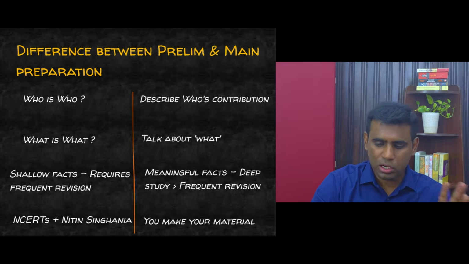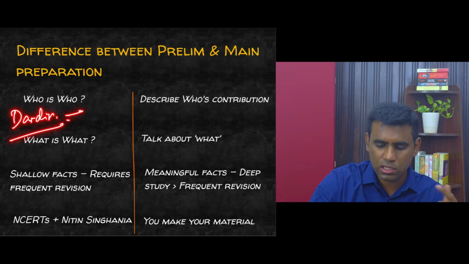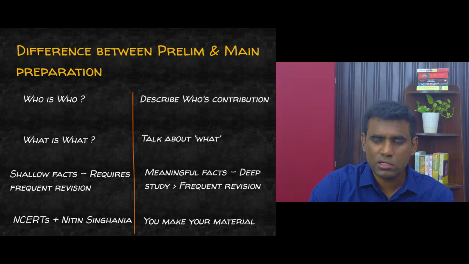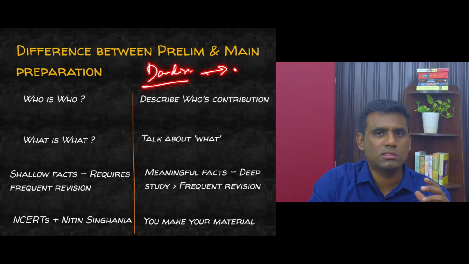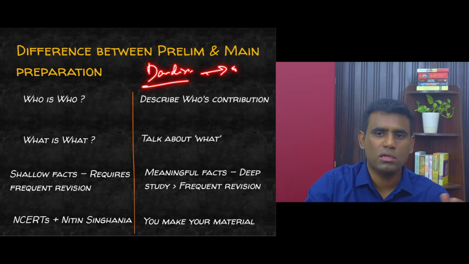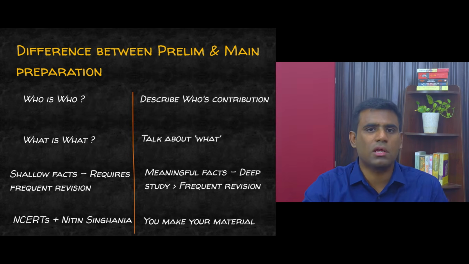Let's say for prelims, you read Dandin was a scholar who lived in the court of Pallavas. He produced literature like Dasakumara Charitam, Kavya Darshan. This is all you need to know. Right? But when it comes to mains, you may have to explain why Dandin was a great Sanskrit scholar. Because the question could be, discuss Sanskrit literature as it was produced in different regional kingdoms across India. Right? Or it could be Sanskrit literature produced in different regional kingdoms depicted the society of the times.